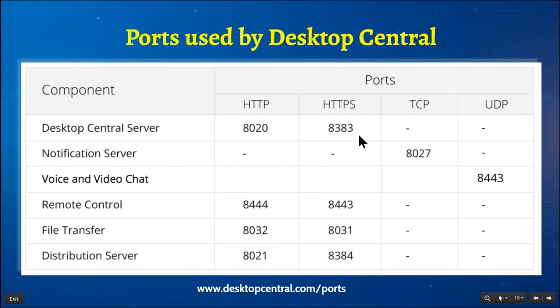Agent-server communication happens securely on port 8383. What happens if this port is blocked only on the server machine? Any patch or software deployment task you push from the server will not get completed. There might be an error message of ready to execute or yet to deploy for a very long time. So please check that these ports are reachable and unblocked. To know more information about the ports, please visit the below mentioned website, which is www.desktopcentral.com/ports.